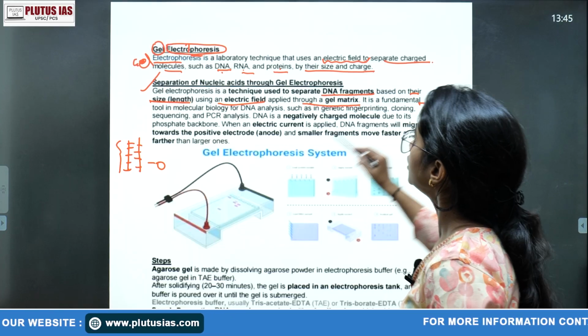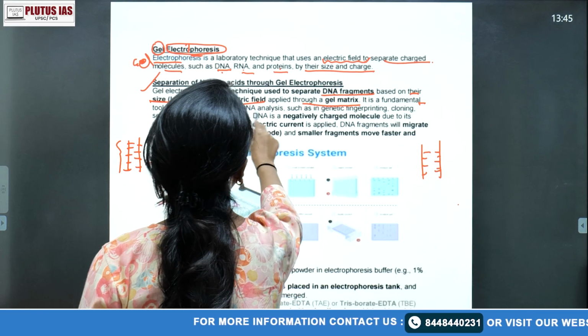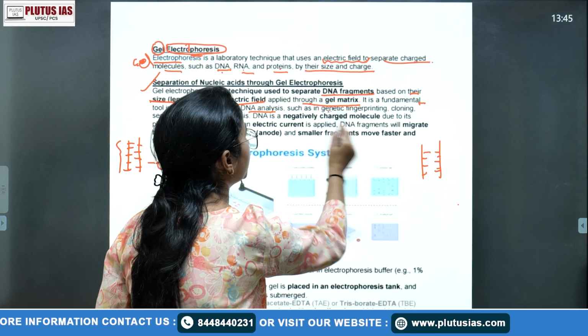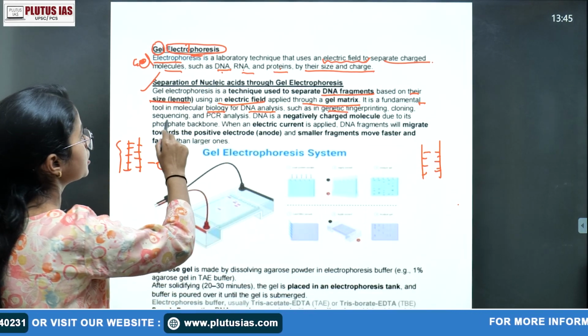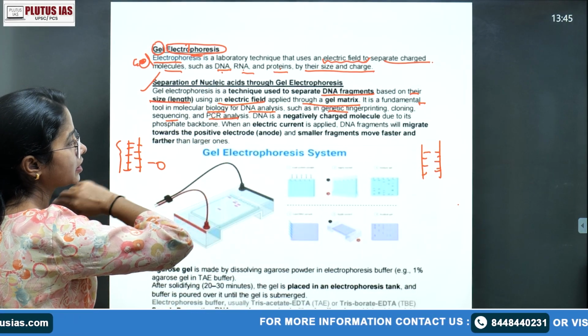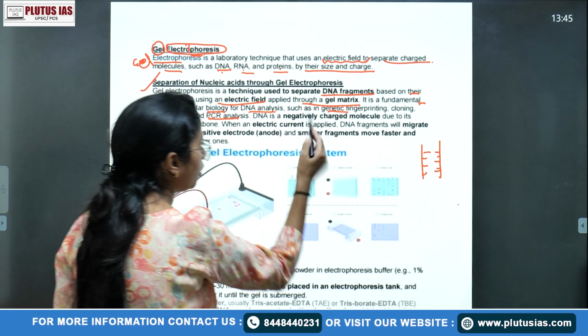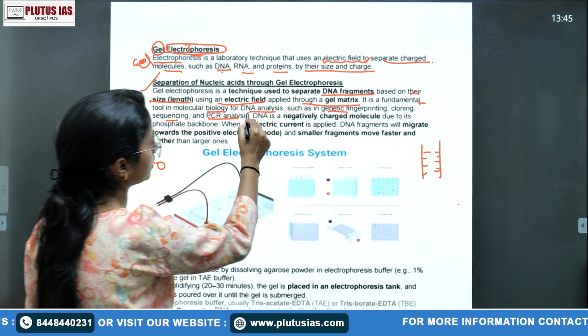It is a fundamental tool in molecular biology for DNA analysis, such as genetic fingerprinting, cloning, then sequencing, and PCR analysis, polymerase chain reaction. So how is it actually working? You can separate, like here.